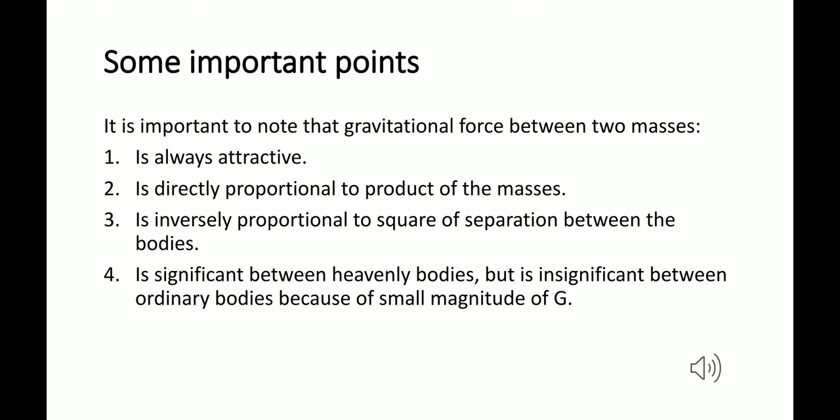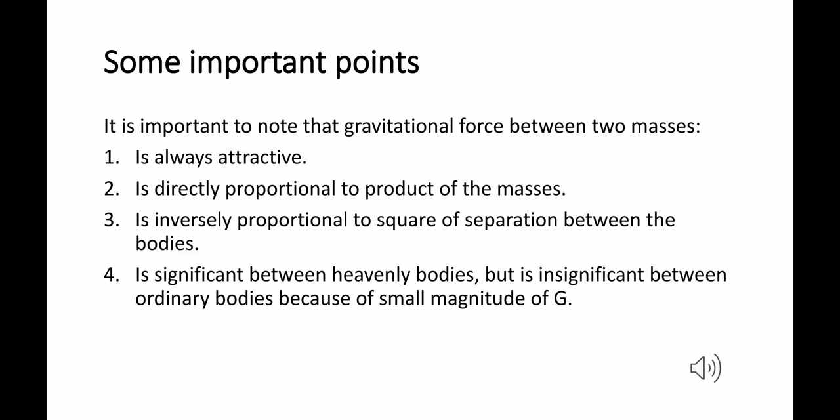Now, here we have some important points to remember. It is important to note that gravitational force between two masses is always attractive. So any two masses present on this earth or in the universe, the force acting between the two masses will always be attractive. Second, the force is directly proportional to the product of the masses. Third, it is inversely proportional to the square of the separation between the bodies, that is, inversely proportional to 1 by r square.